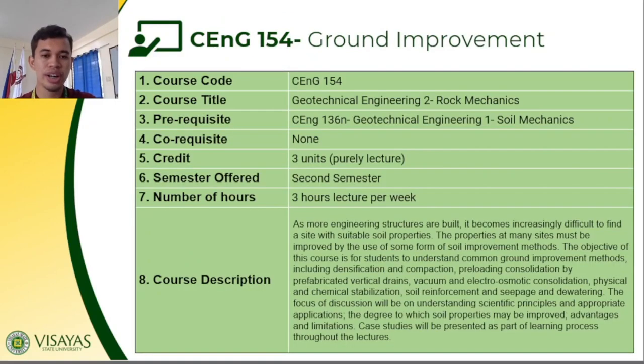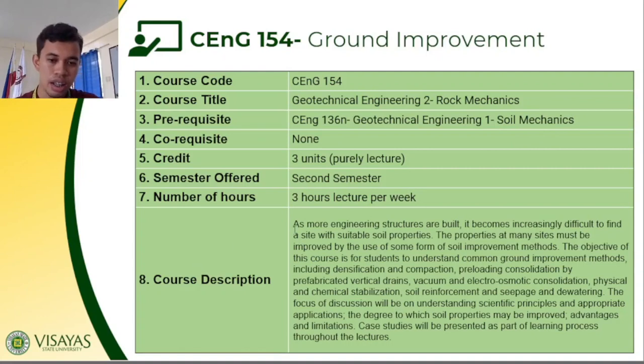So moving forward to the fourth specialized course under geotechnical engineering. So we have here CEng 154, Ground Improvement. Still with the same prerequisite, CEng 136N, Geotechnical Engineering 1, Soil Mechanics.